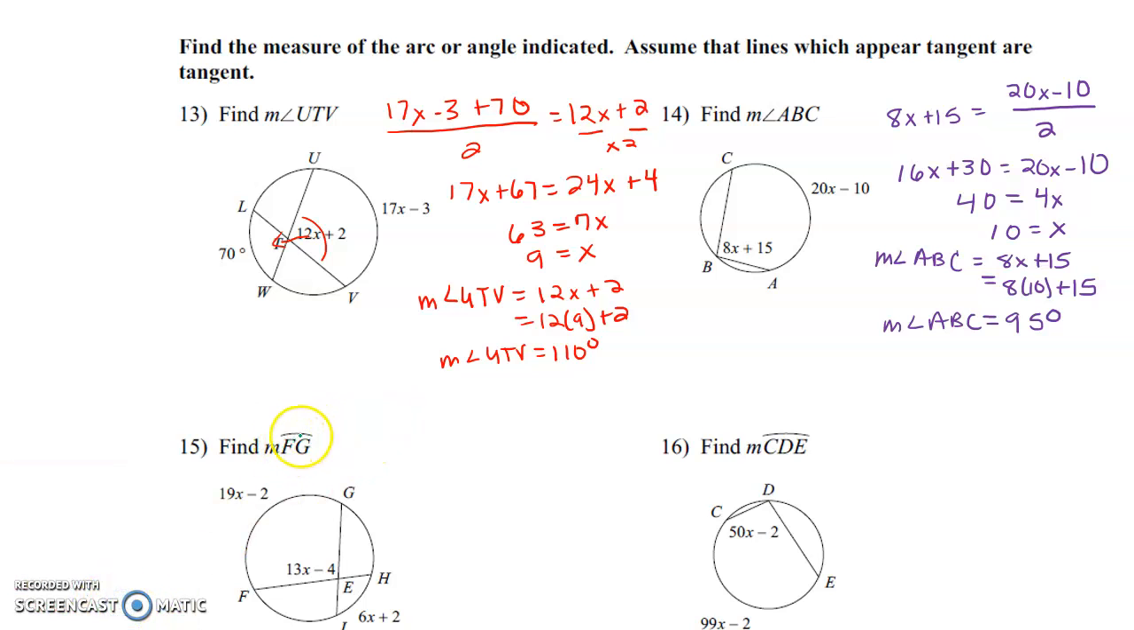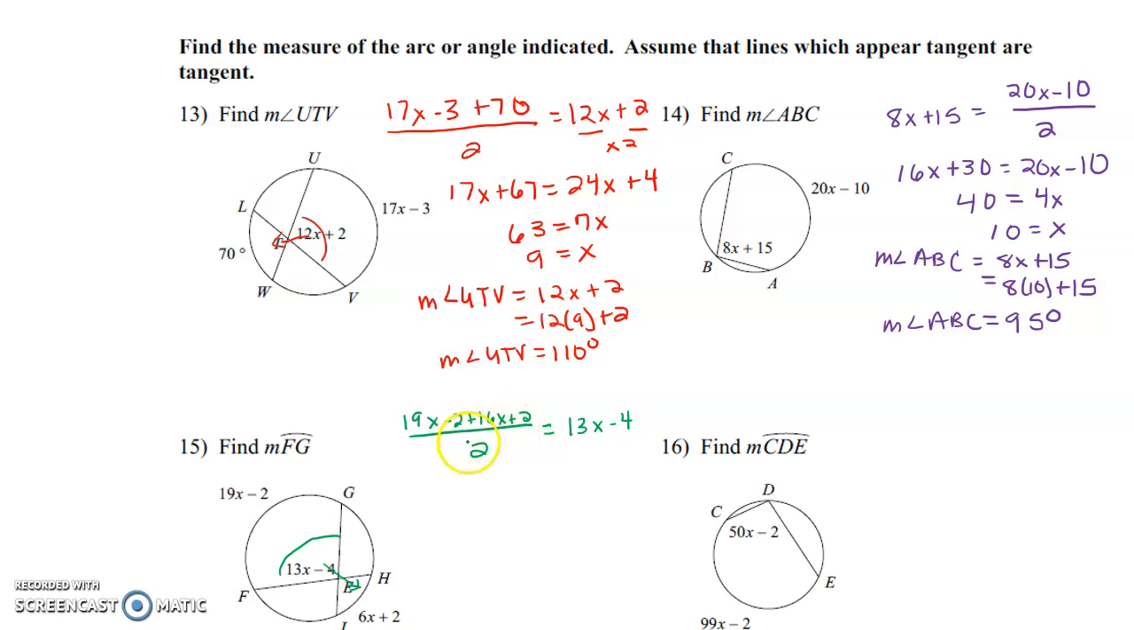Okay, find the measure of arc FG. So that's this large arc right here, the 19x minus 2. That means I've got to solve for x. So I'm going to use, I've got internal angles. The vertex for this angle is inside the circle, but it is not the center of the circle. And its vertical angle is here. So I'm going to add those two arcs together and divide by 2. And that's going to equal my angle measure.